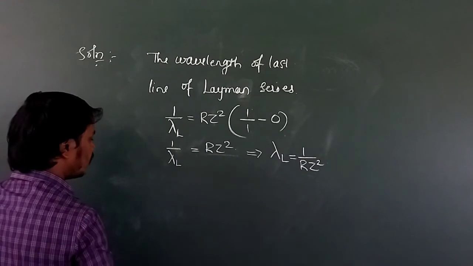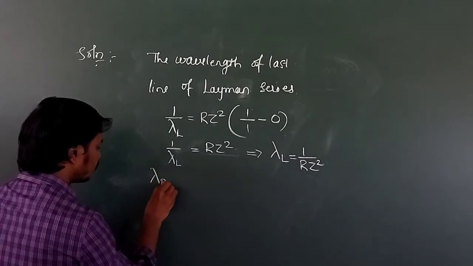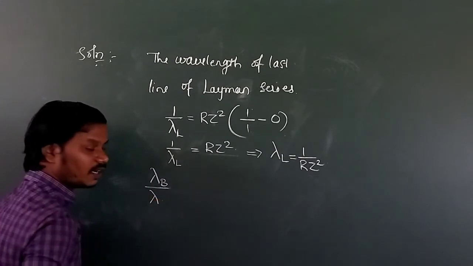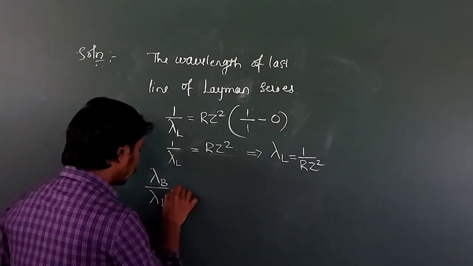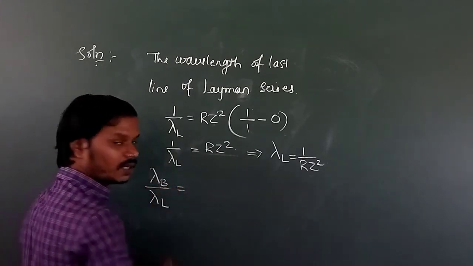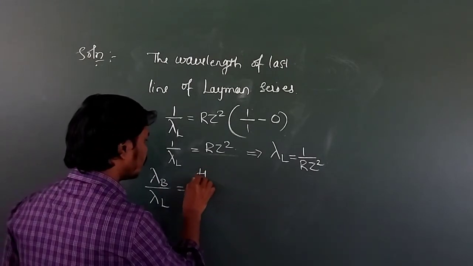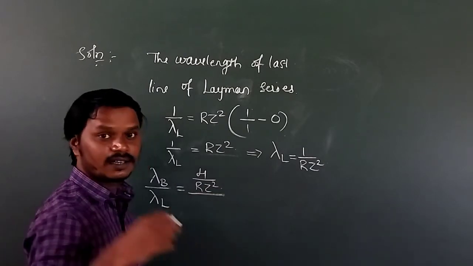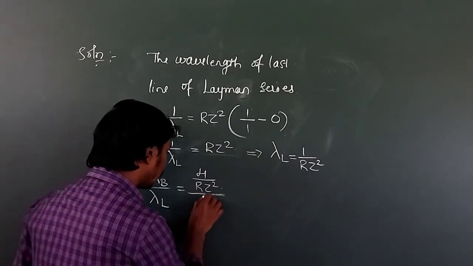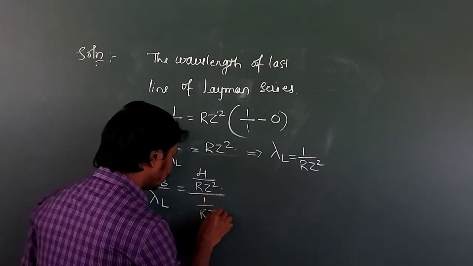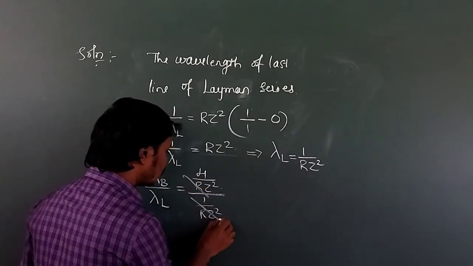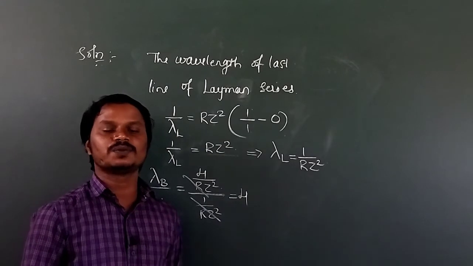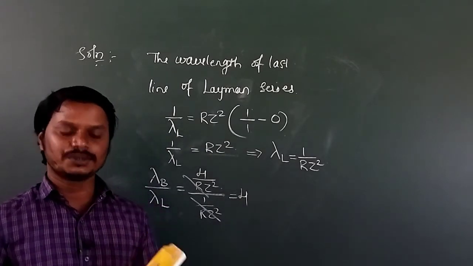So let us take lambda B by lambda L: the wavelength of the last line in the Balmer series divided by the wavelength of the last line in the Lyman series. The wavelength of the last line in the Balmer series is 4 by RZ square, and the wavelength of the last line in the Lyman series is 1 by RZ square. Then 1 by RZ square cancels out, so it is 4. Then what is the ratio here? The ratio is 4, or otherwise it can be 4:1.